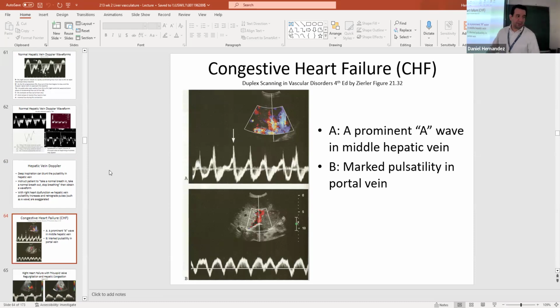And with that, we also see now increased pulsatility in the portal vein. So normally the main portal vein, again, should all be above that baseline, but we're seeing bidirectional flow. So it's important to know your patient's full medical history, because otherwise you'd be calling this patient as having possibly a cirrhotic liver with portal hypertension because we're seeing bidirectional flow.